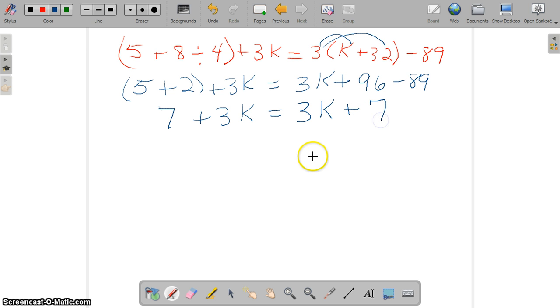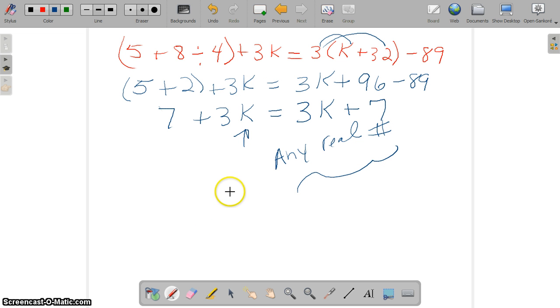Okay, do you notice anything weird about this one? 3k plus 7, 3k plus 7. It doesn't matter what I put in for k. These are always going to be equal. Did you not see that? They are always going to be equal no matter what k is. You could stick any number you want in there for k and they're going to be equal. So this is a situation where you have many solutions. Really any real number is a solution to this equation.